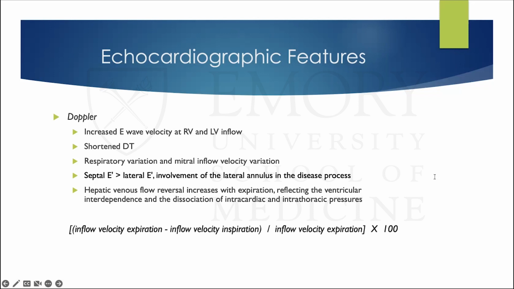And then another key point is looking at the septal E prime to lateral E prime. In normal patients, the lateral E prime tissue Doppler velocity is actually higher than the septal velocity. But in constrictive pericarditis, the lateral wall is actually involved, right? You have that scarring of the pericardium that's adherent to that lateral wall. The lateral wall does not move as well. So the septal E prime velocity should be higher than your lateral E prime velocity. These are key points to look at.